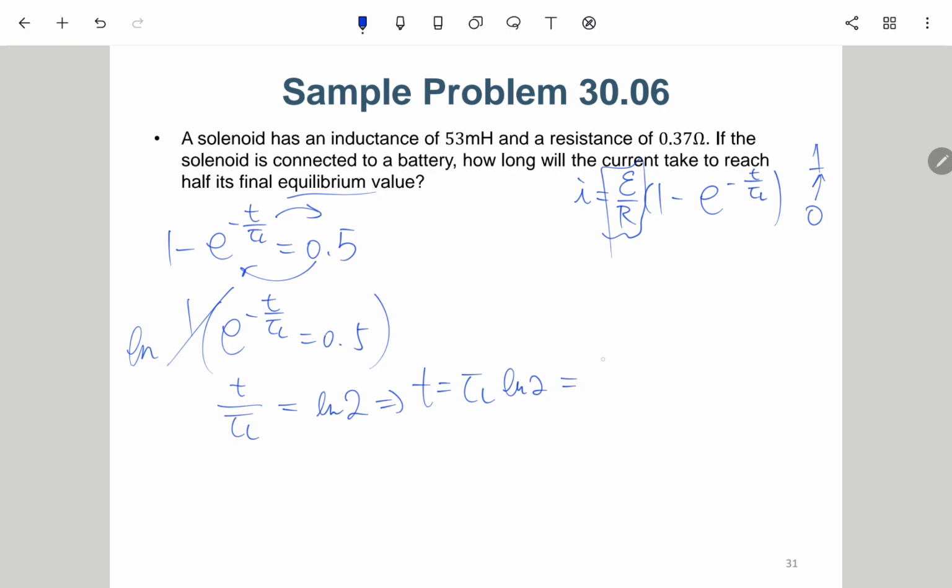In this case, it is L over R times ln 2, which is 53 times 10 to the negative third power over 0.37 times ln 2. So this is actually 0.1 second. This is the answer to this sample problem. Any questions?